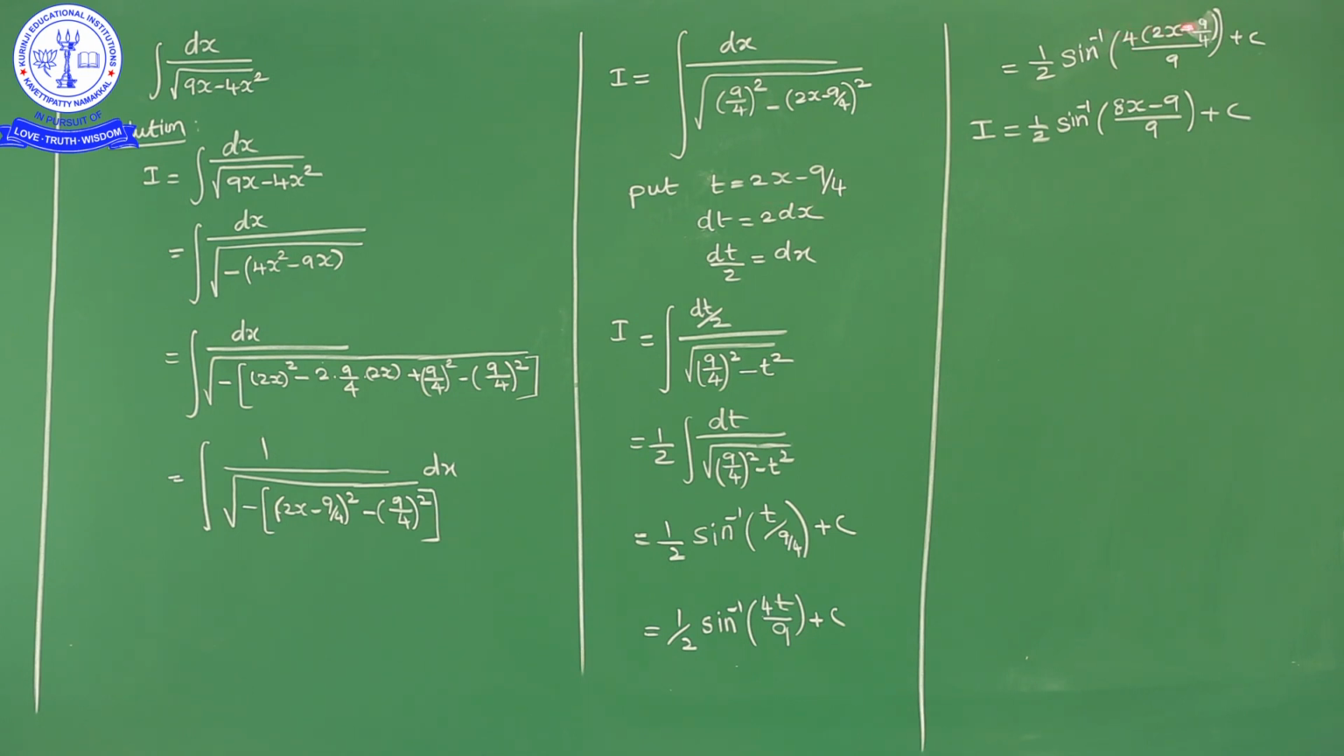So 4 into 2x minus 9 by 4 upon 9, by taking LCM as 4. So 8x minus 9 by 4, this 4 gets cancelled. So what we get? Half sin inverse of (8x minus 9) by 9 plus c.